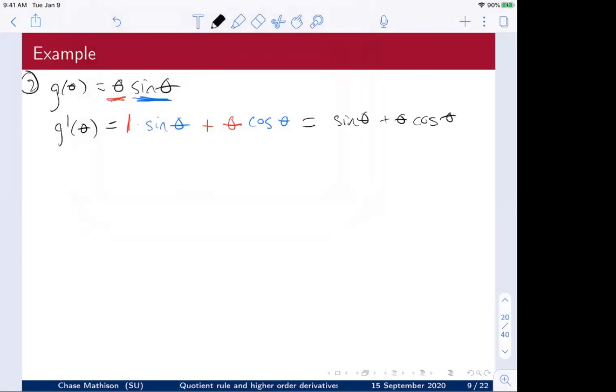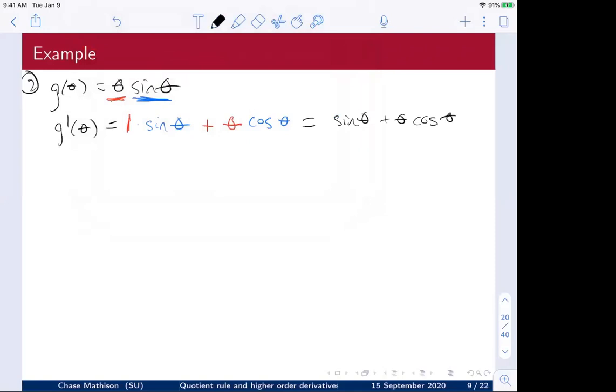So now to find g double prime, wow. Oh man. In Notability, if you look up at the clock, it says it's 9:41, and I thought, that's insane. That can't be right. Anyway, sorry.